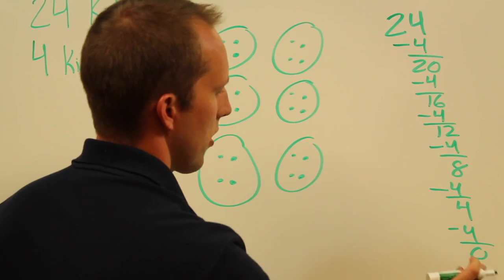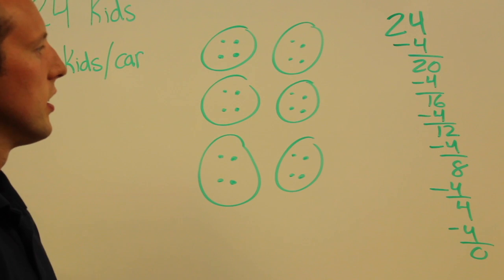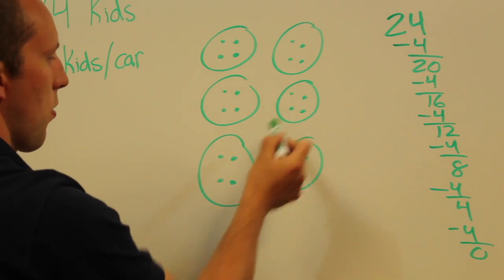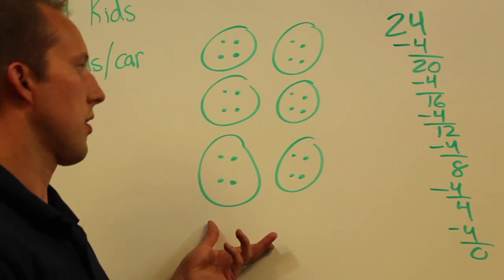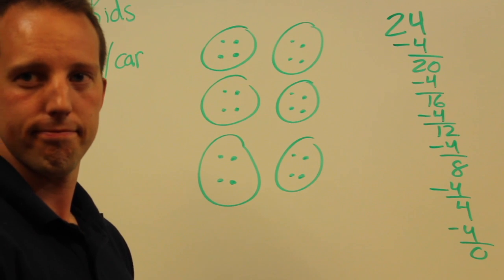So now there are no kids left. All kids are taken care of in a car. So how many cars did it take? 1, 2, 3, 4, 5, 6. It's going to take 6 cars to transport all the kids to the skating party. So that's how you use grouping and sharing to work out division problems.